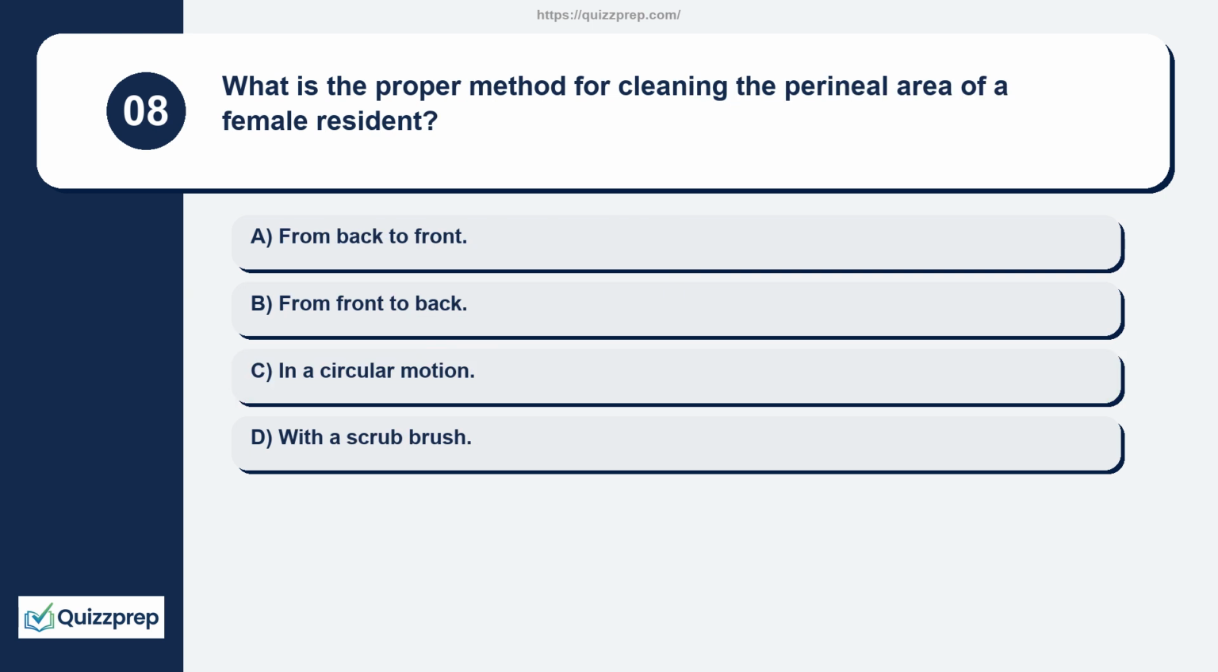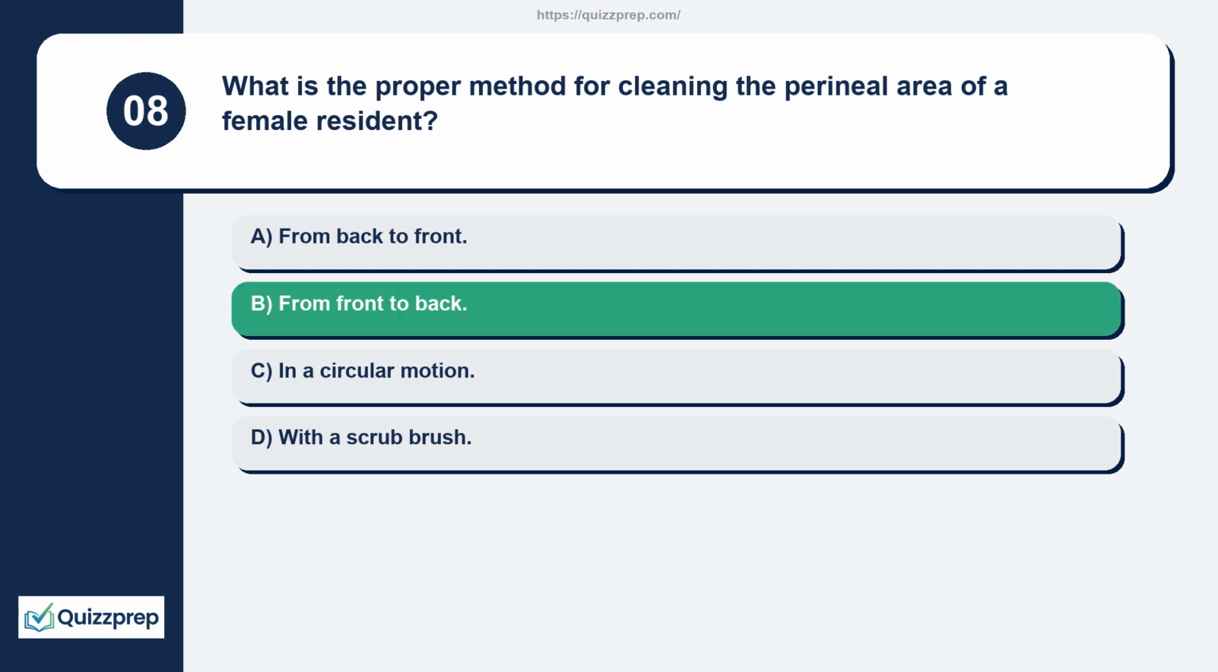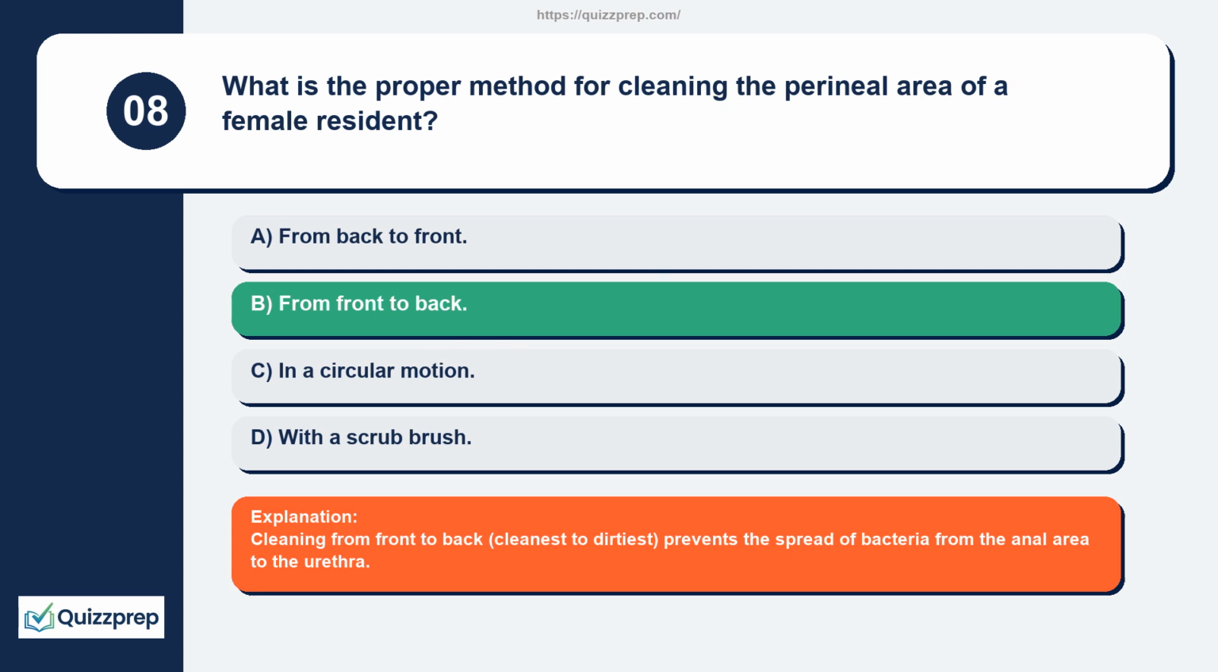Question 8. What is the proper method for cleaning the perineal area of a female resident? From back to front. From front to back. In a circular motion. With a scrub brush. Cleaning from front to back, cleanest to dirtiest, prevents the spread of bacteria from the anal area to the urethra.